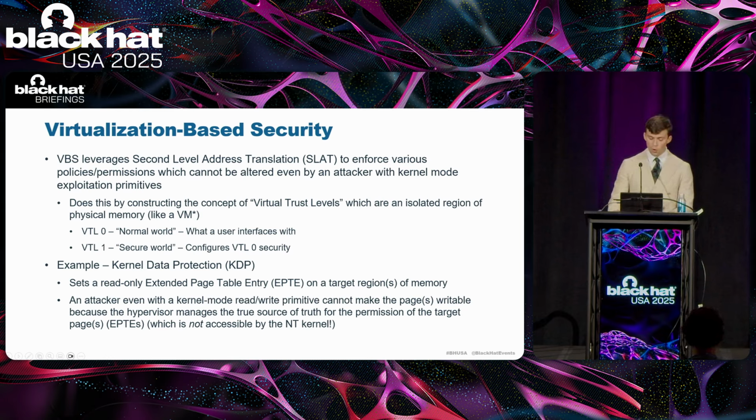An example that we'll walk through here is something called kernel data protection, which is a newer mitigation under virtualization-based security, which effectively guarantees a region of memory in VTL 0, which is where normal Windows operates, always remains read-only, regardless of whether an attacker has a kernel mode read-write primitive.